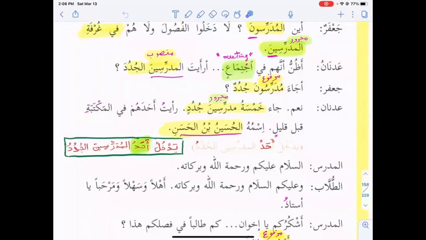Mudarrisina. And jududin, this is majrur. Khamsatu, ja'a, khamsatu is file, marfu, wa huwa mudaf. This is mudaf, and this is mudaf ilayhi. Did you get the idea? So mudaf ilayhi is always majrur, and so al-mudarrisina is majrur bilya. Why? Same thing: لأنه جمع مذكر سالم. رأيت أحدهم في المكتبة قبل قليل. I saw one of them in the library a little while ago.